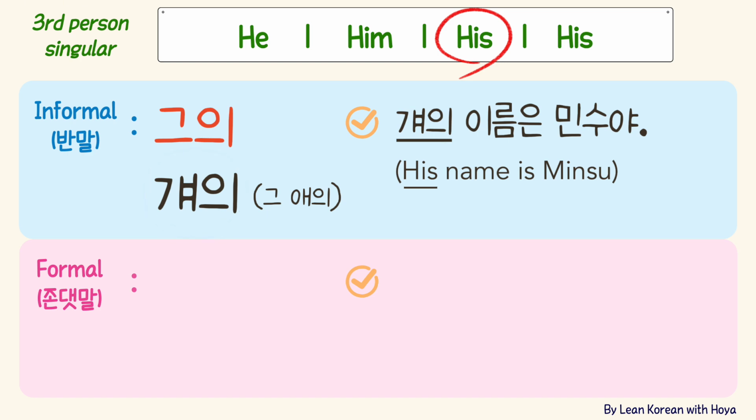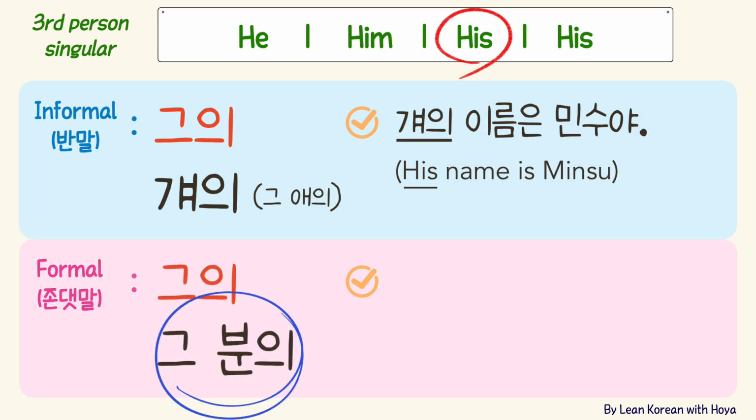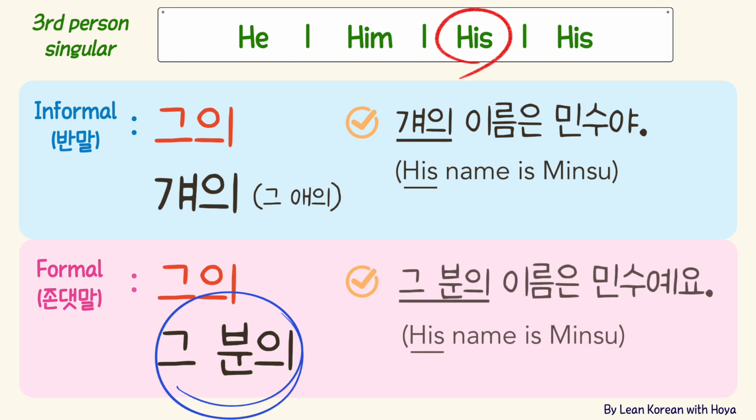For the formal speech, you can replace 그의 with 그분의. Although the proper pronunciation is 그분의, many of us pronounce it as 그분의. 그분의 이름은 민수예요.